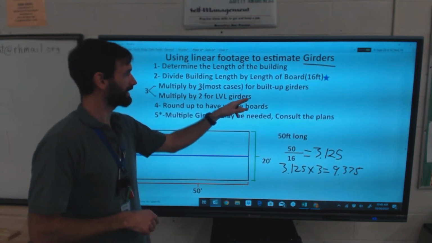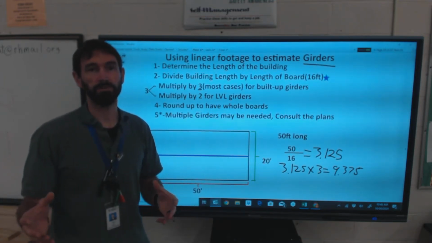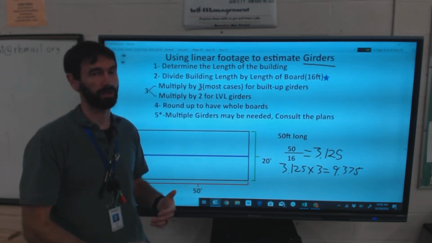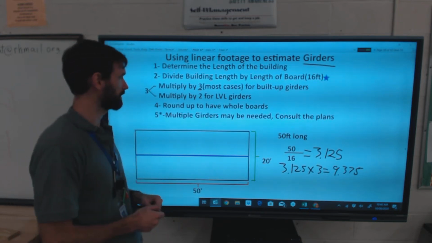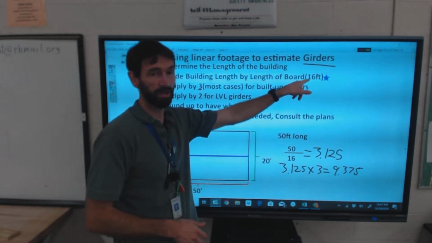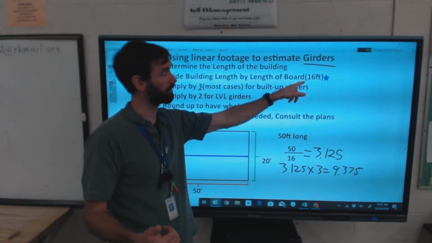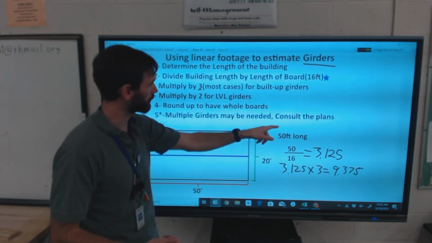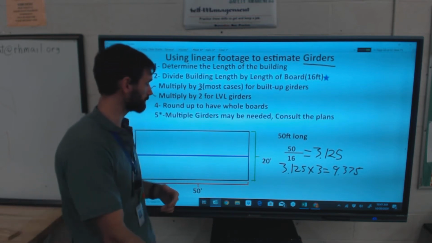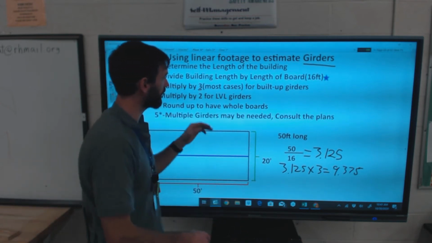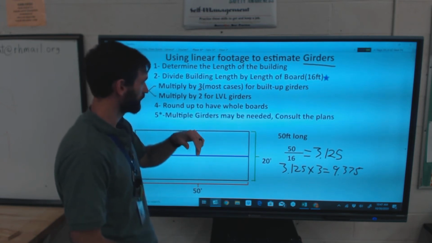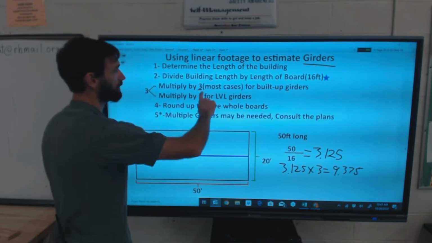Also, LVL girders can be 20 or 25 feet long, so that changes things here. If you're using a 25-foot LVL, instead of dividing by 16, you would divide by the length of your girder, and then multiply that by 2 for LVL girders. But anyhow, we're still focusing on built-up girders here.